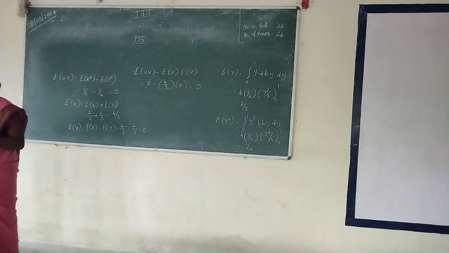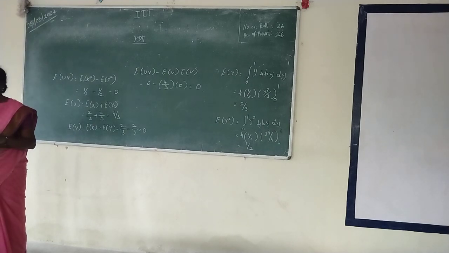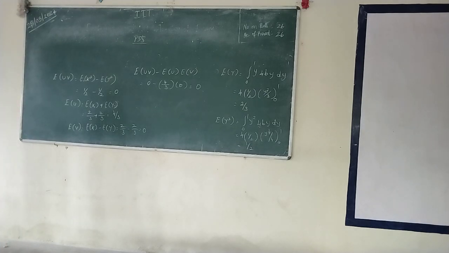What is quantitative data? Which are measured. Those are called quantitative data. What is qualitative data? Not measured. Examples? Gender. Then?